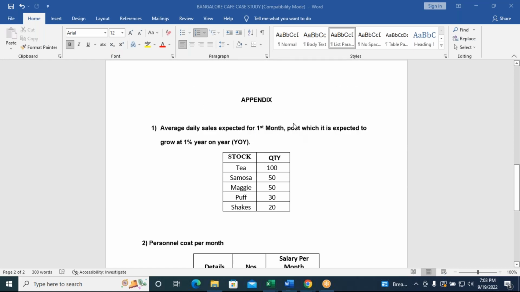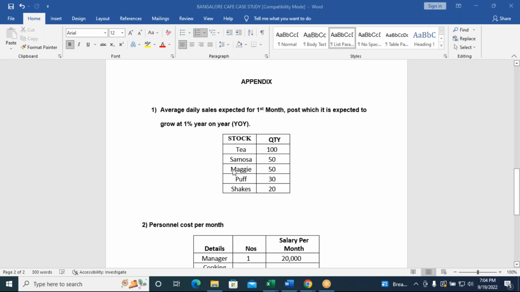Yes, ma'am. So now let's see what other things we have to concentrate on. So the average sale expected for the first month is expected to grow 1% year on year, means every year it is going to increase 1%, means for 1 month it is 1%. So here, as we discussed, what are the items that he is going to sell? Okay, so the quantity he is going to start up with: tea, he is planning 100 teas, 50 samosas, Maggi 30 numbers, shakes 20 numbers. So initially he is planning to start up his business with this much quantity. Okay.